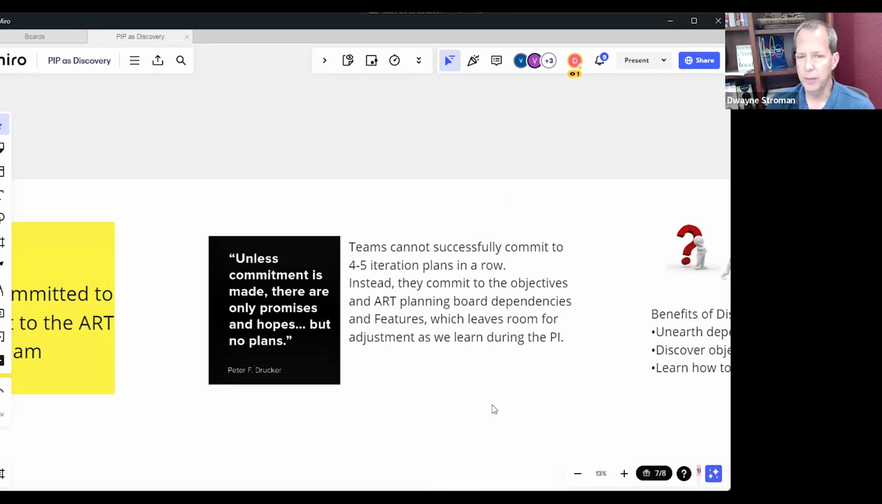That's why I love this quote by Peter Drucker. Unless you can make a true commitment, there's only promises and hopes, but no plans. We don't want hope as a strategy. We want a real plan that we can iterate on.